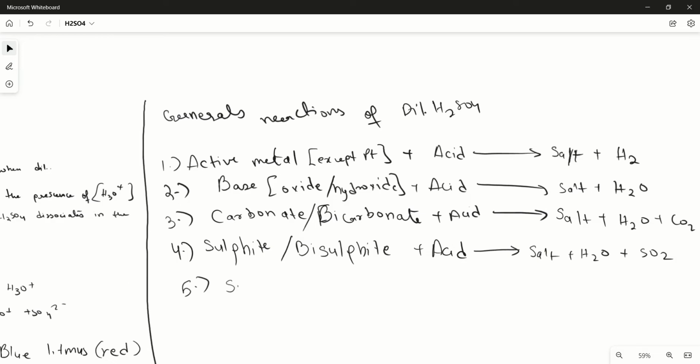Say the difference between sulfite and sulfide. Sulfide plus acid gives us salt plus hydrogen sulfide. Hydrogen sulfide. Okay, that's it.